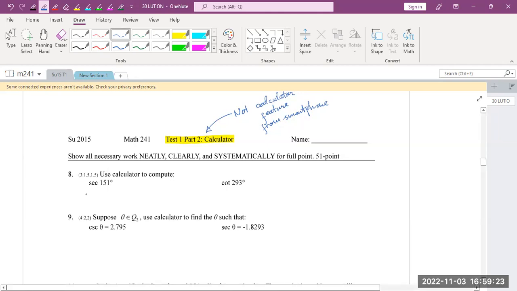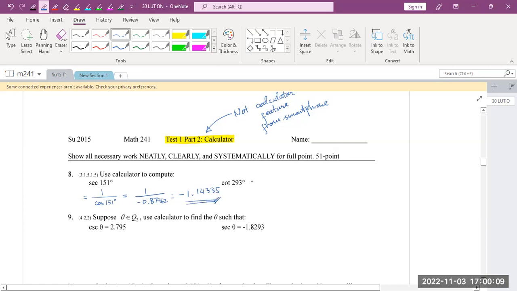Next, what is secant 151 degrees? Notice that we don't have a secant function on our calculator. So what should we do first? We need to compute the reciprocal of cosine 151 degrees, then you use your calculator. What is cosine 151? That's negative 0.87462, which if I use my calculator to do the reciprocal, I get negative 1.14335, to 5 decimal places.